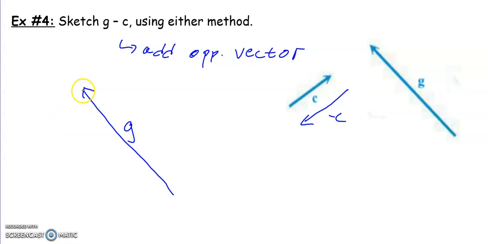So we're going to start where we left off with G. There's my negative C. And then my resulting vector is this vector right there. So this is G minus C. Notice it matters which vector we are subtracting because that's the vector we're going to find the opposite vector from. So G minus C is not the same as C minus G.